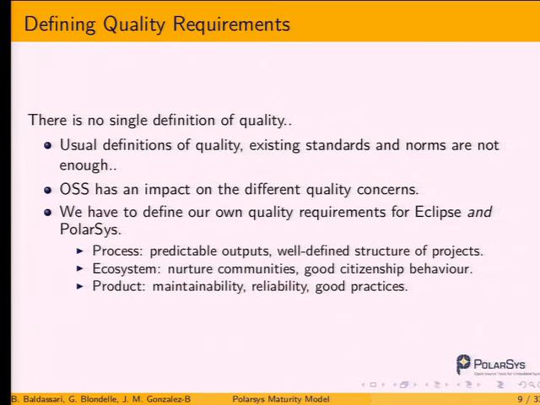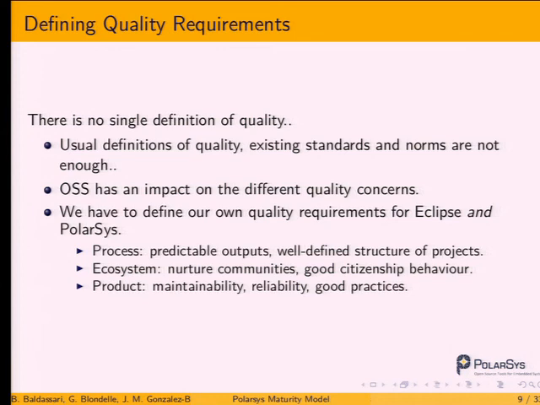The fact that we are open source has an impact on the quality model, because we will want to measure also the community, the activity of the community, and things like that. So we have to design our own quality model. So the first thing we did was to gather the quality requirements for us. First for Eclipse, which is an open source foundation, and more specifically for PolarSys.